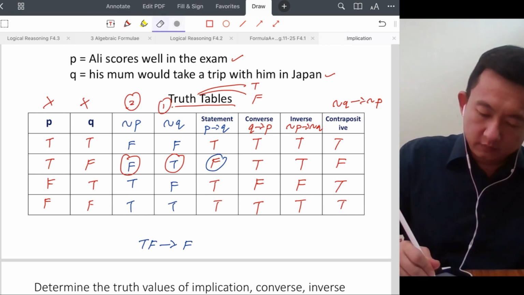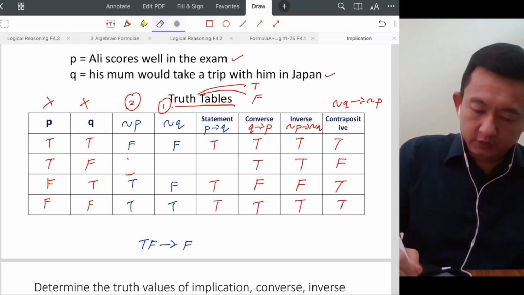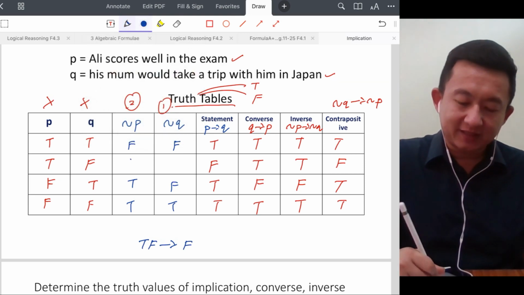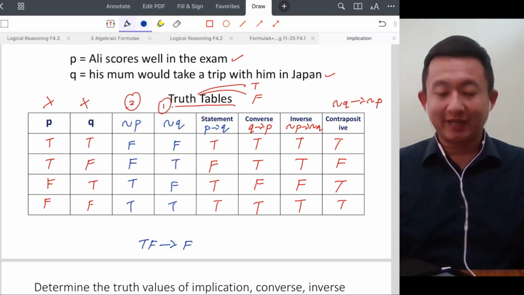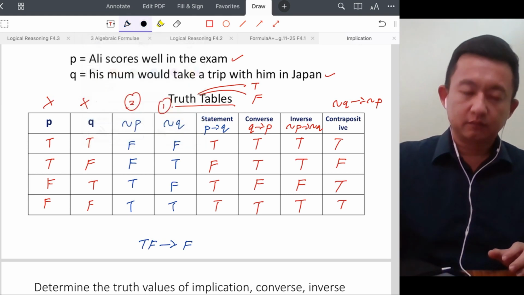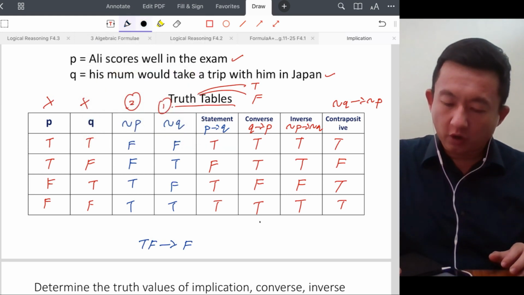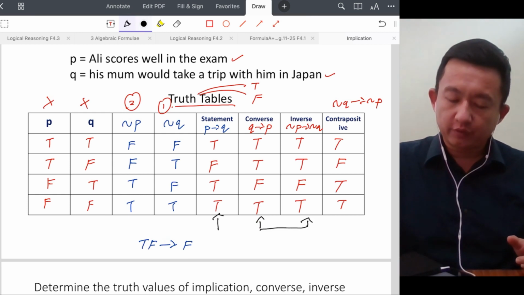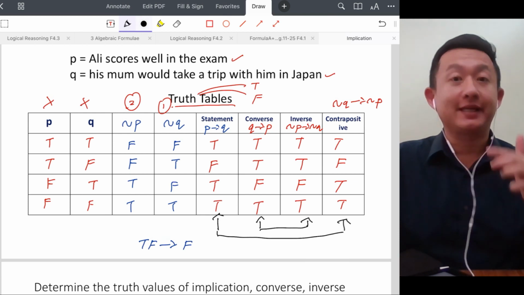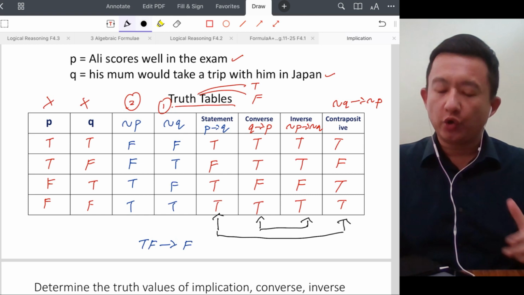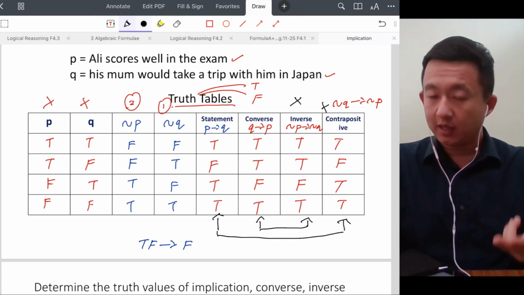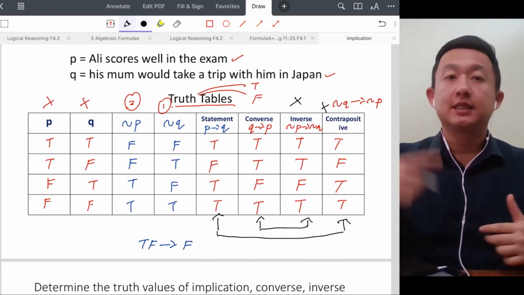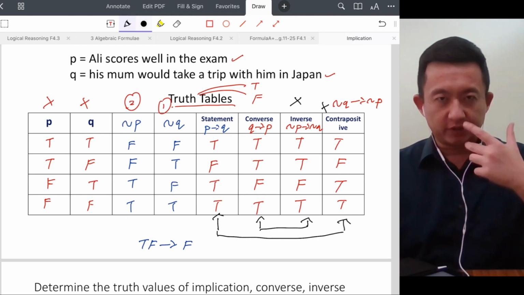So have a look at this table. Is there any pattern that you observe? The output for converse and the output for inverse is the same. And the output for the statement and contrapositive is the same. In other words, you don't have to memorize inverse and contrapositive. As long as you have the statement and the converse, you will know the outputs for the inverse and contrapositive.